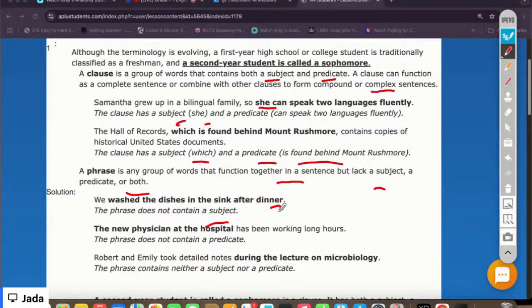Okay? So, "Robert and Emily took detailed notes during the lecture on microbiology." So "during the lecture on microbiology," what is that? That is neither a subject nor a predicate, so it's a phrase. So you have to take note that phrases do not have the subject or the predicate or even both of them, but the clauses have that. Okay, let's look at some examples.